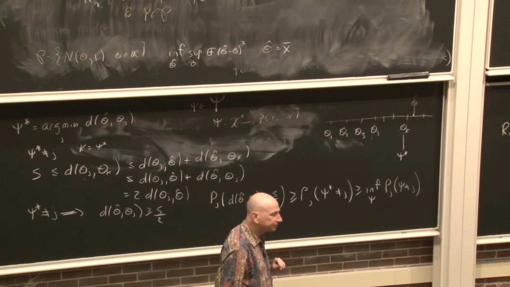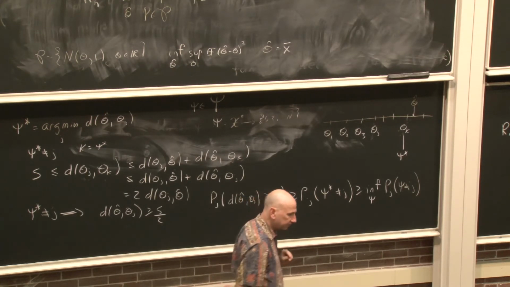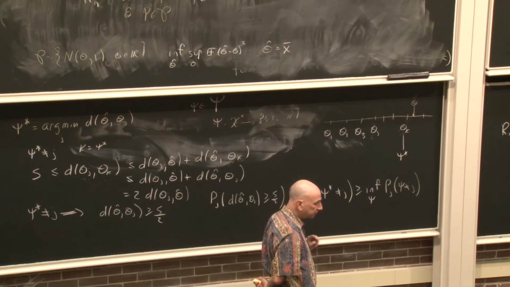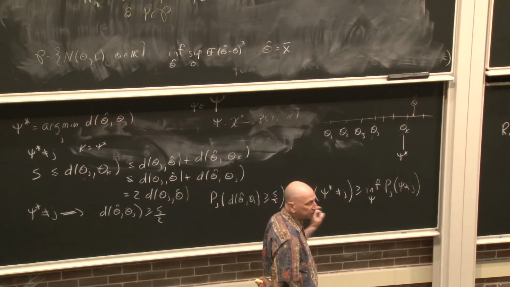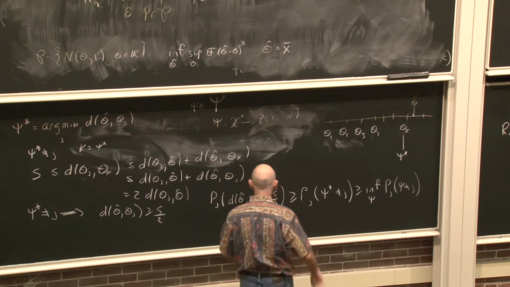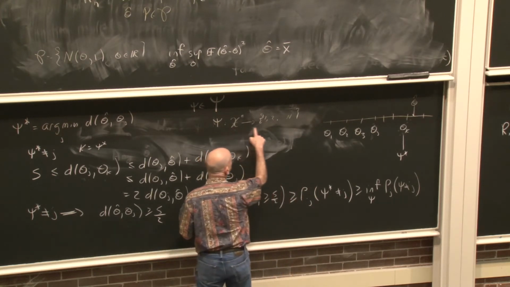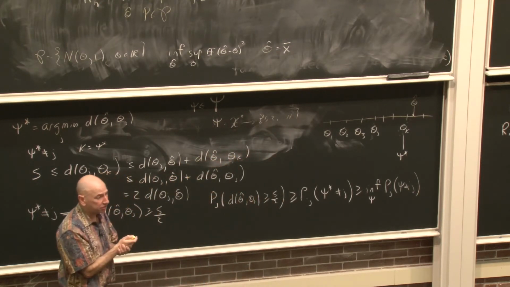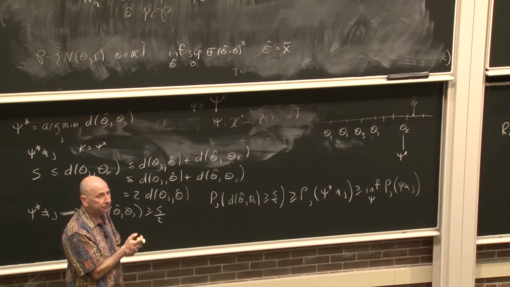If you take the input here, can we say that phi always outputs j? No, phi always outputs a number between 1 and n. All mappings that take the data and output a number between 1 and n. It's a guess at which distribution generated the data.